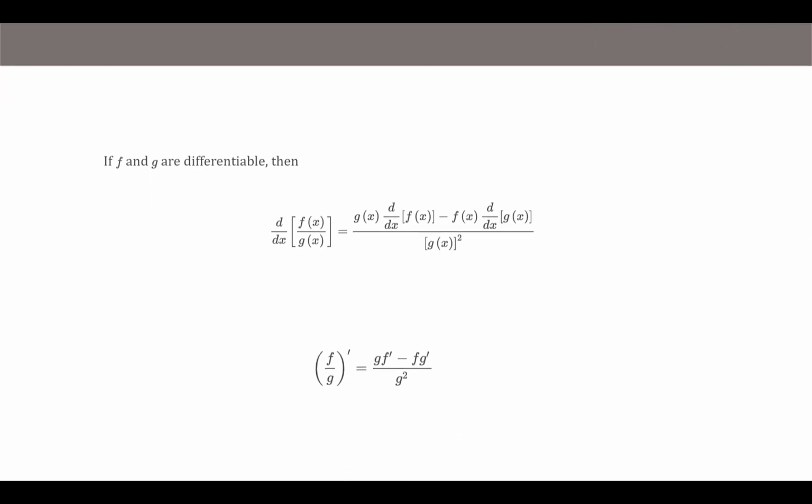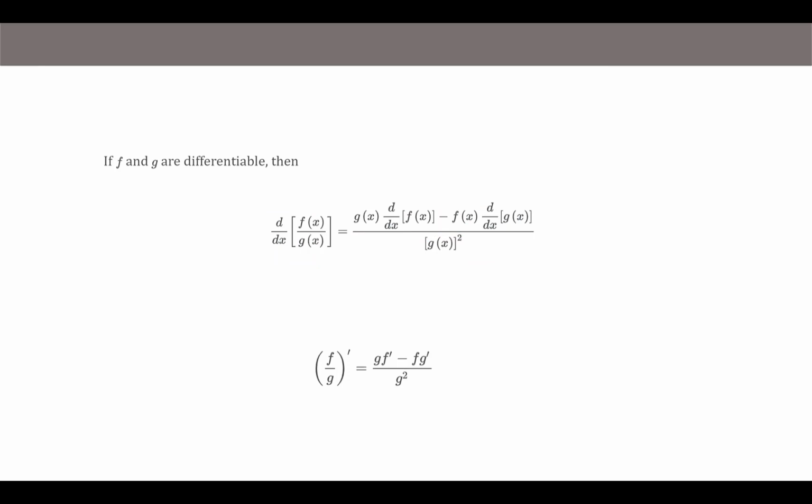I did the proof in the last one, but here are our formulas. Clearly, right? Leave the bottom alone, take the derivative of the top, minus leave the top alone, take the derivative of the bottom, and square the bottom. You got that, huh? You know what I mean?